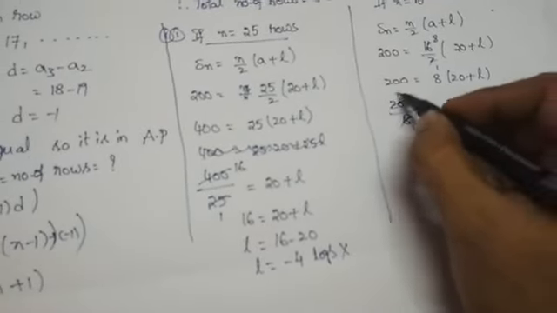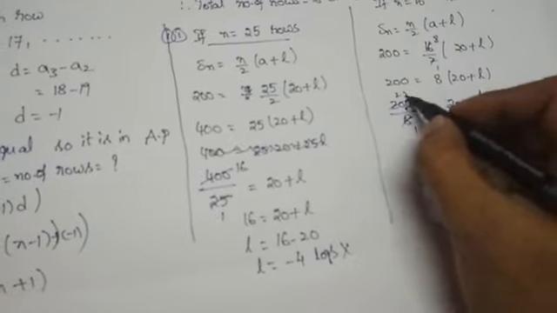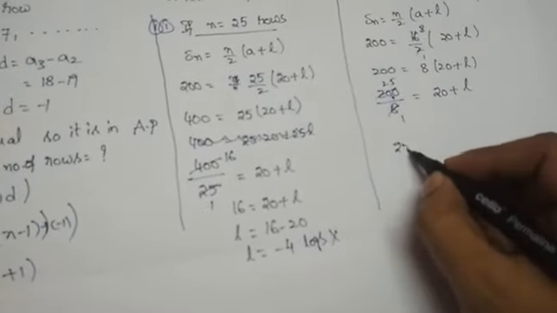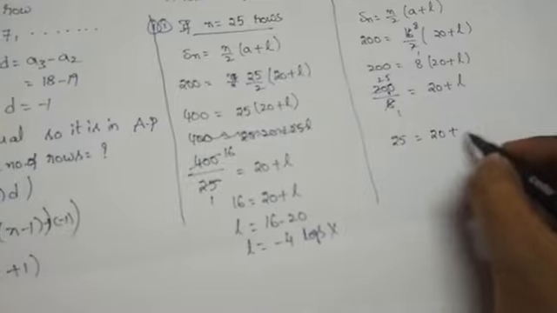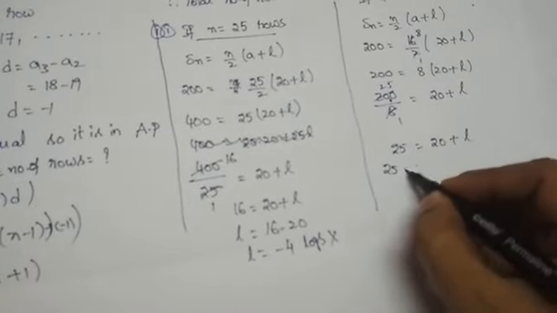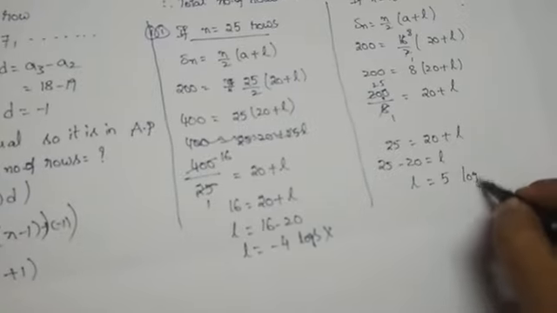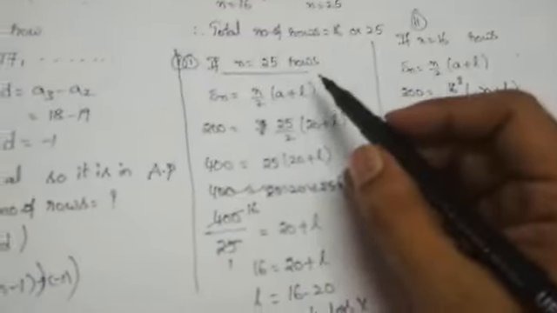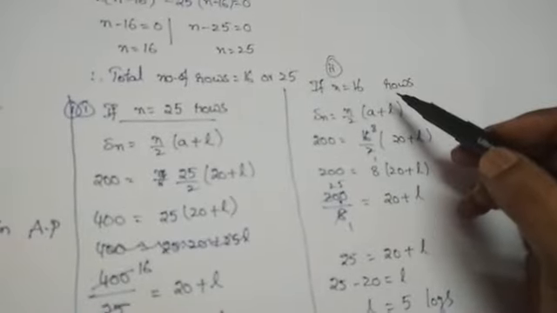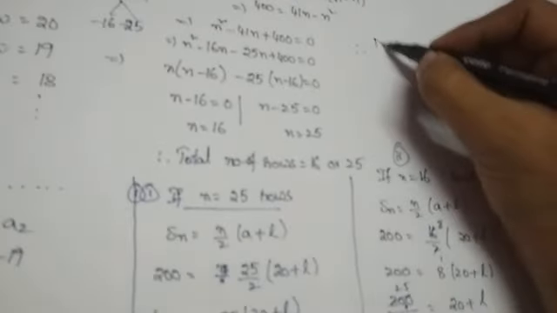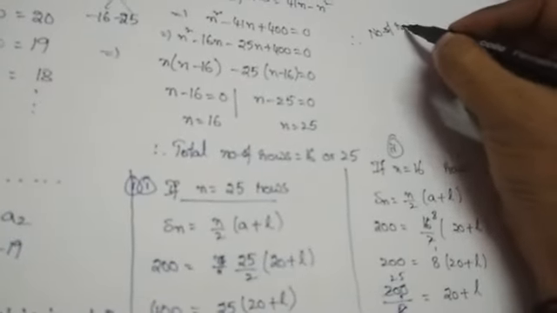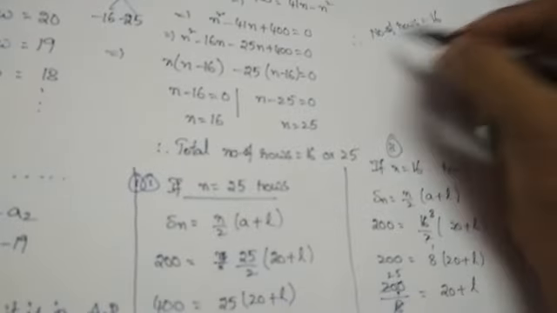8 ones are 8, 8 twos are 16, 8 fives are 40. So 25 equal to 20 plus l. So 25 minus 20 equal to l. L equal to 5 logs. See here, if there are 25 rows, we don't get number of logs. Suppose if there are 16 rows, then it will be 5 logs. So then we'll write conclusion. What is the conclusion? Therefore number of rows equal to 16.